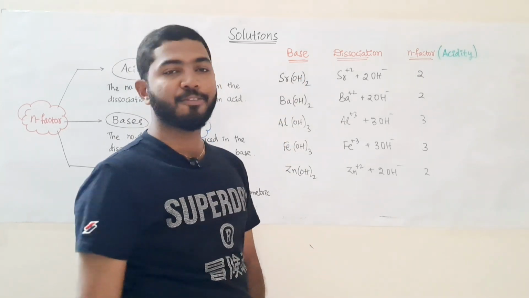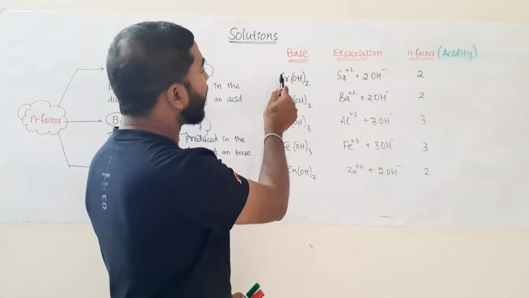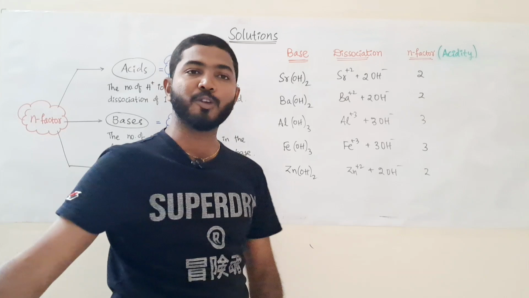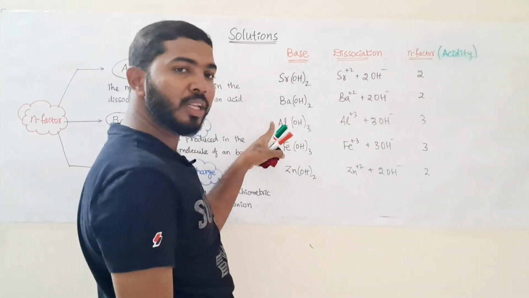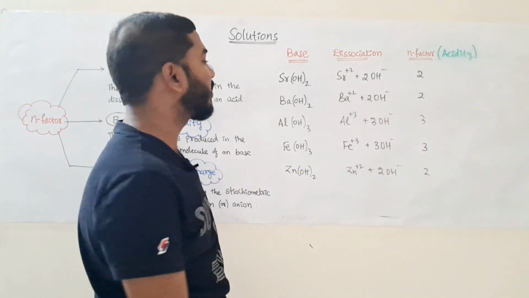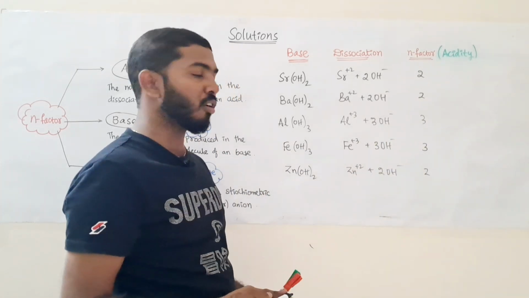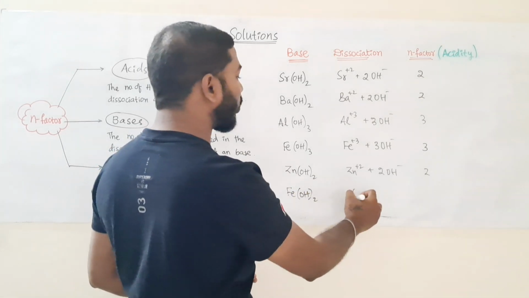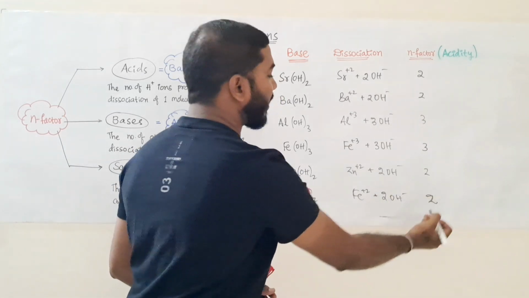Yeah, so here we have a few more examples for bases and their acidity. Since strontium and barium are second group metals, they are going to produce 2 OH minus ions in their dissociation, hence their N factor is going to be 2. Whereas aluminium hydroxide, Al(OH) taken thrice, is producing 3 OH minus ions, so N factor is 3. And ferric hydroxide also is going to produce 3. Zinc hydroxide is also going to give us 2 OH minus ions. If you go for ferrous hydroxide, it is going to give us 2 OH minus ions, so its N factor is going to be 2.